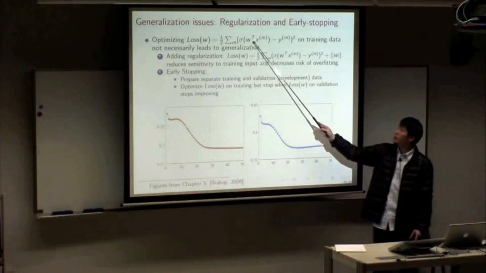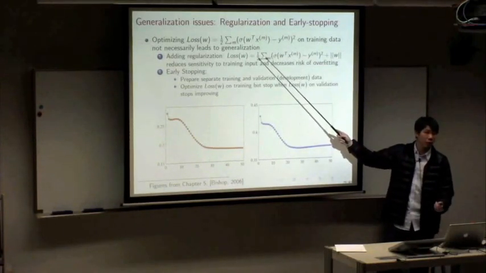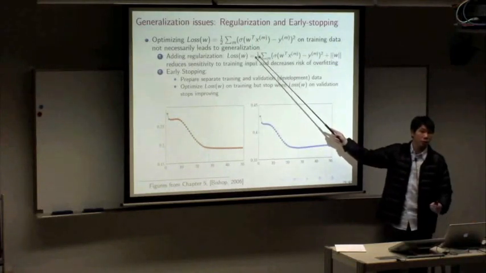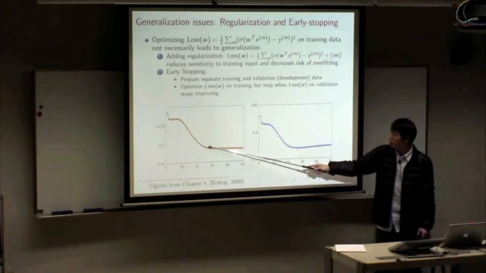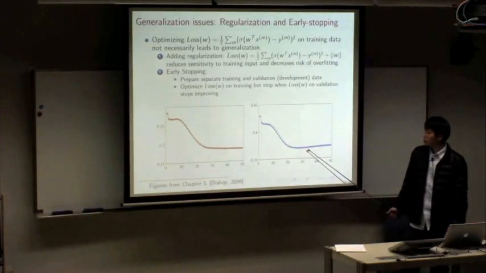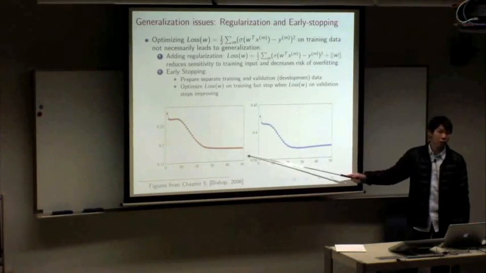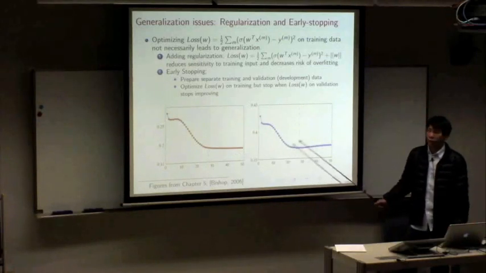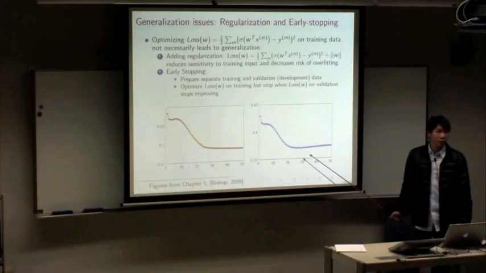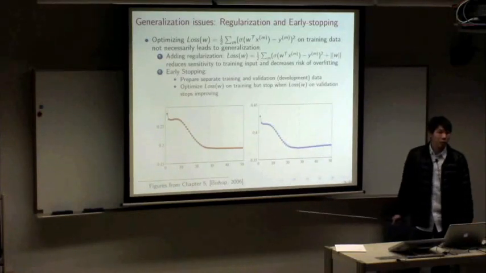But there gets to a point where you're working too hard, you're trying to memorize the training sample, and you actually don't do well on new data. So that's why it's good to look at a separate data set to decide when to stop. You don't stop when the optimization algorithm says I've converged. You stop before that. You stop when, on the validation set, you start to get worse errors.